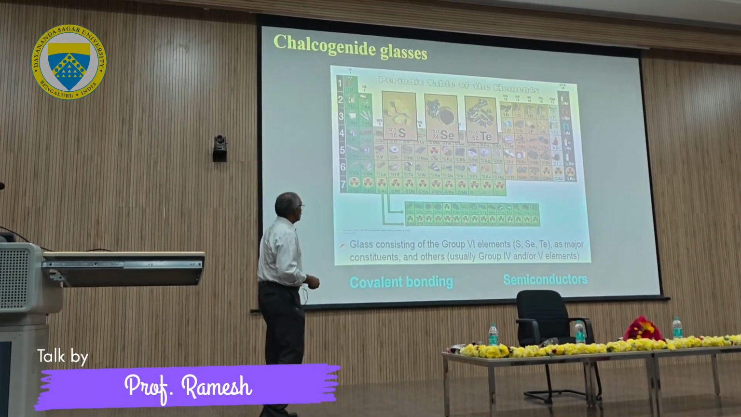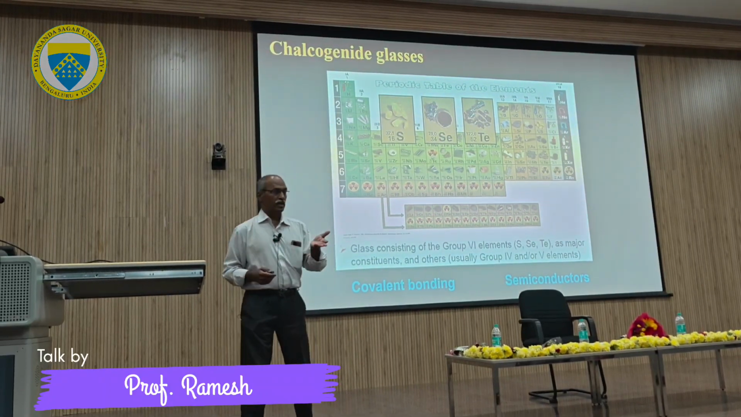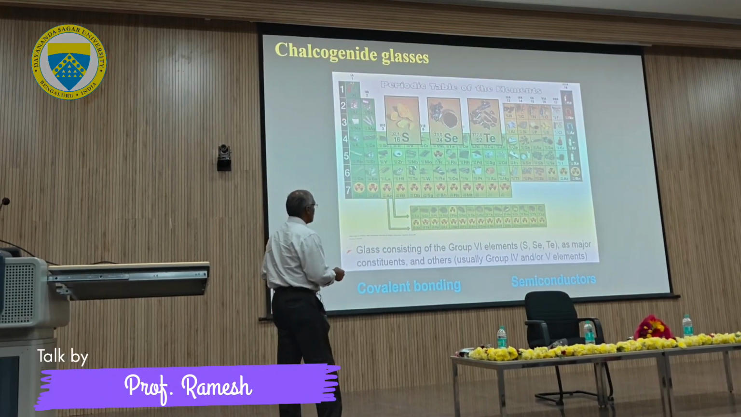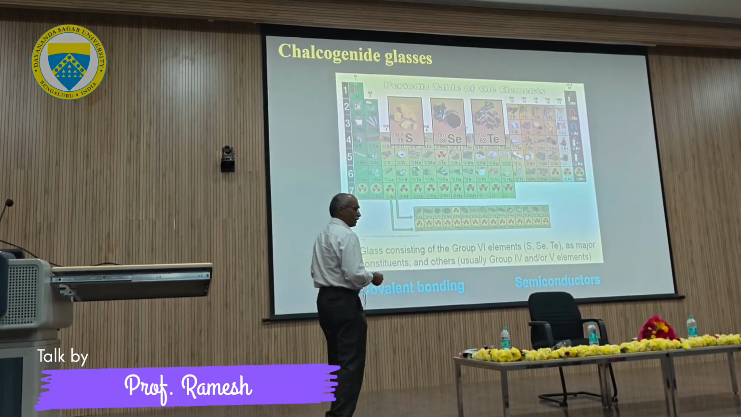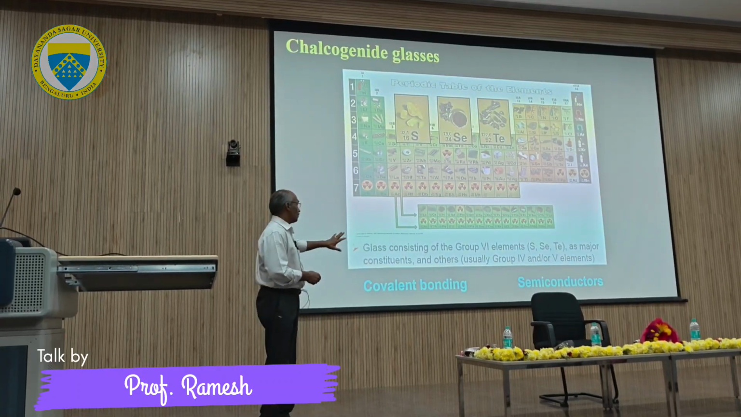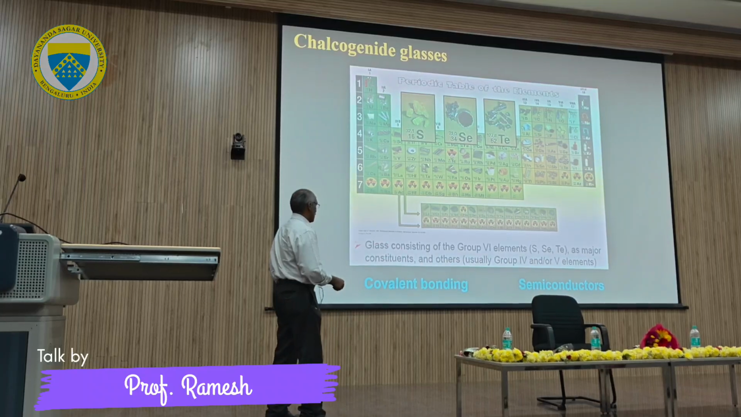So when we come to chalcogenide glasses, because the talk is basically on chalcogenide glasses, we have sulfur, selenium. These are group 6 elements: sulfur, selenium, tellurium. And as I said, we have to take it to the melt state and quench it fast, and it will form a glass. So they are all mostly semiconductors with covalent bonding.